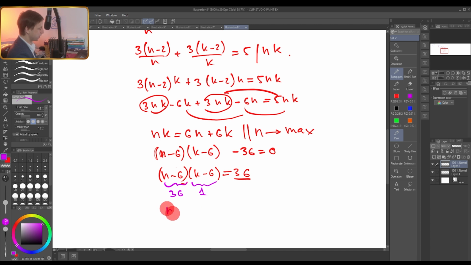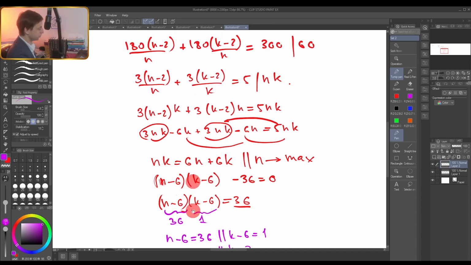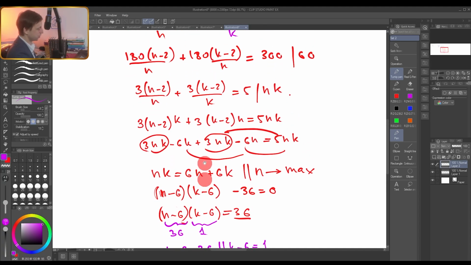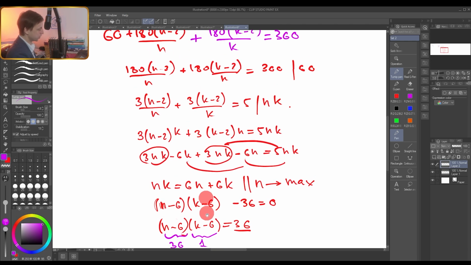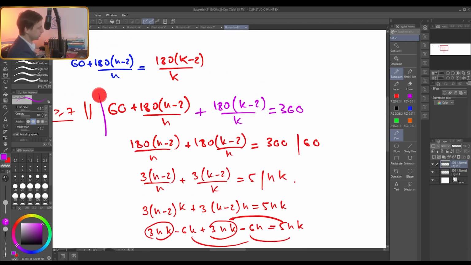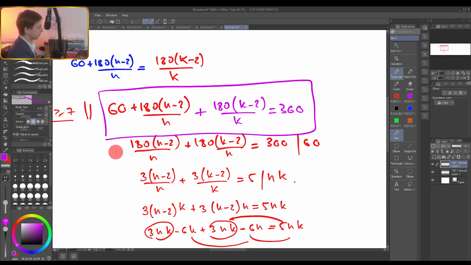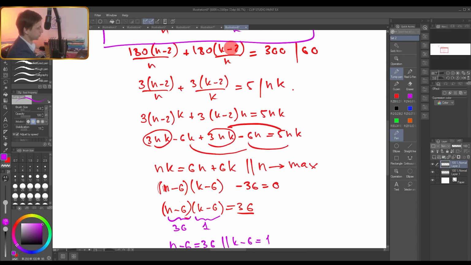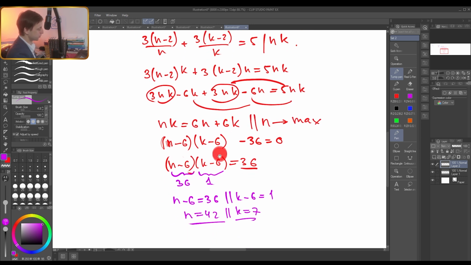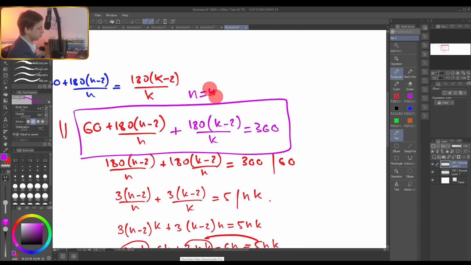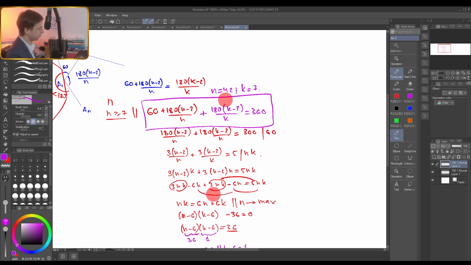In this case, n minus 6 equals 36, and k minus 6 equals 1, and therefore n equals 42 and k equals 7. It is a proper and correct solution of this equation, and you can go up and see that everything we did here was pretty much equivalent. From this equation, you can easily go back to your initial equation. We didn't do anything extraordinary, so all the transitions between equations were equivalent. Therefore, n equals 42 and k equals 7 is a solution for your problem, and therefore n is a maximum.